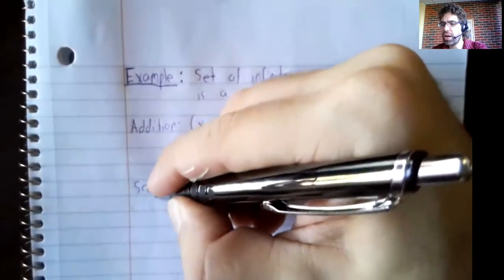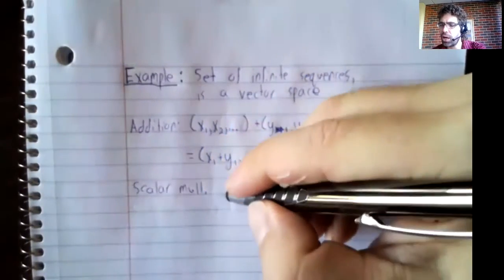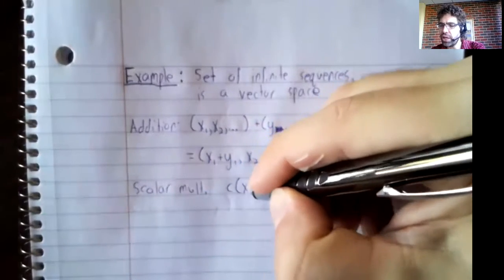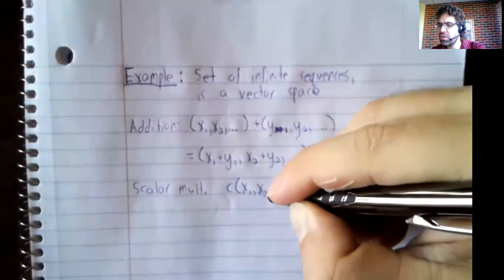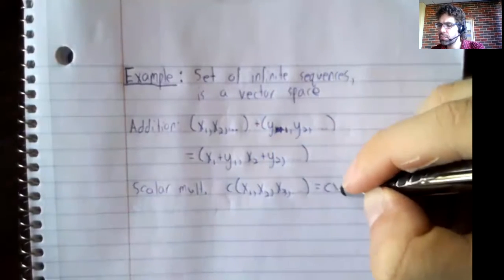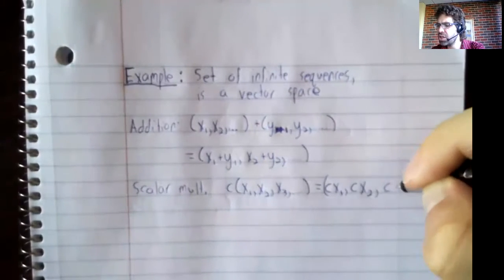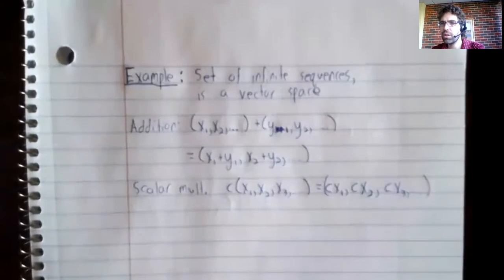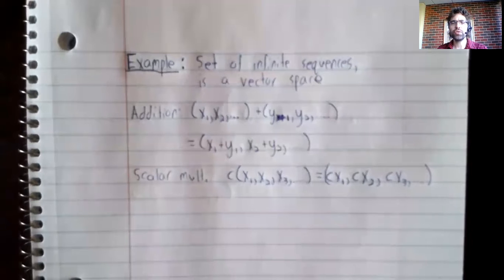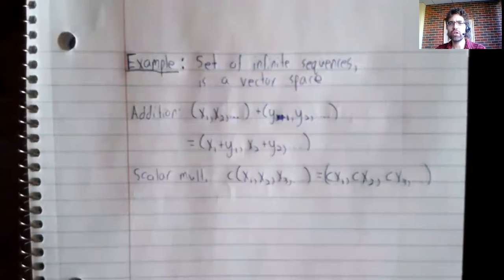We also define scalar multiplication component-wise, just as with finite vectors. We multiply each element of the sequence by the scalar. And although we do not prove it, this addition and this scalar multiplication satisfy the requirements for a vector space.